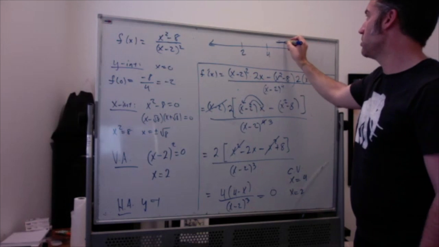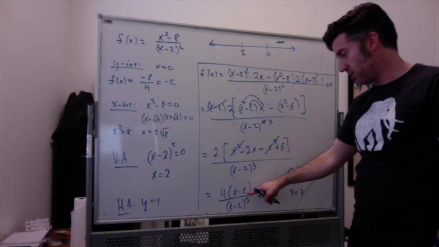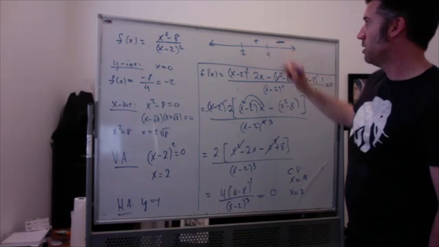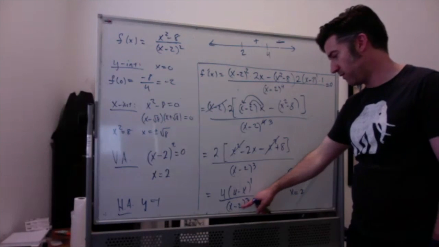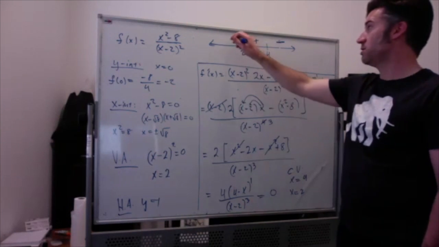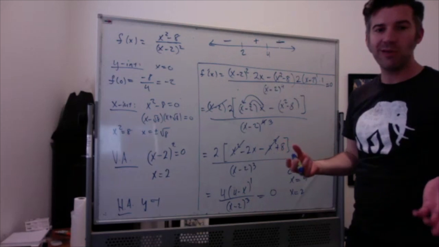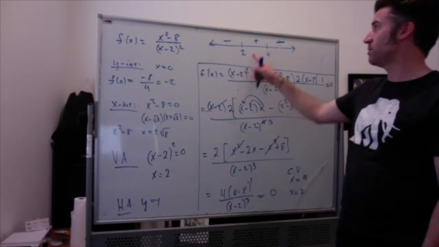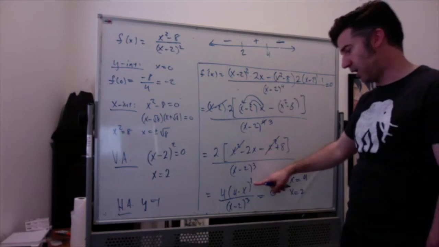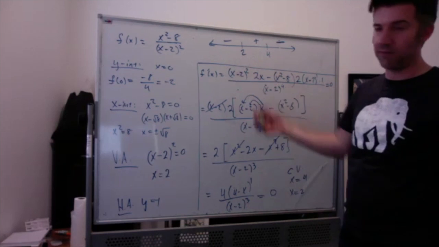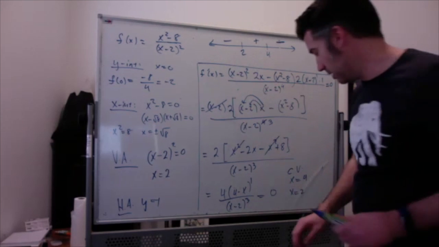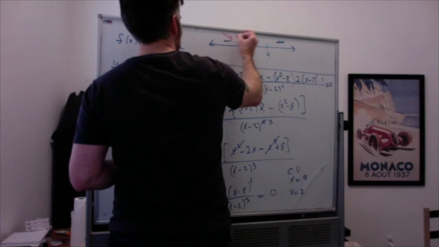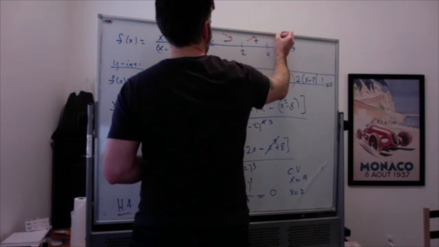And then you can say that at 4, the factor has an odd multiplicity, so the sign's going to change. And at 2, the factor it came from has an odd multiplicity, so the sign's going to change. Or you could plug in points. You plug in 3, top is positive, bottom is positive, it's positive. Plug in 0, top is positive, bottom is negative, so the whole thing's negative. So that means my function is decreasing, increasing, decreasing.